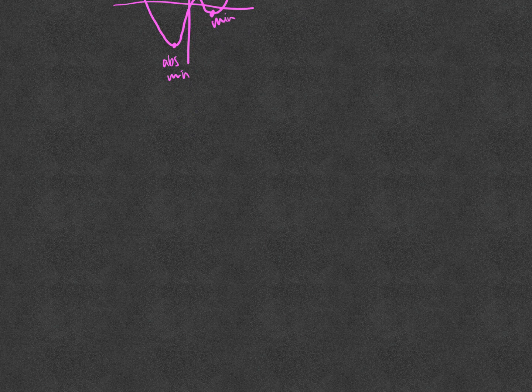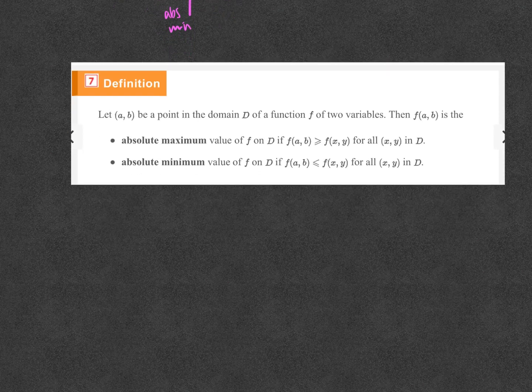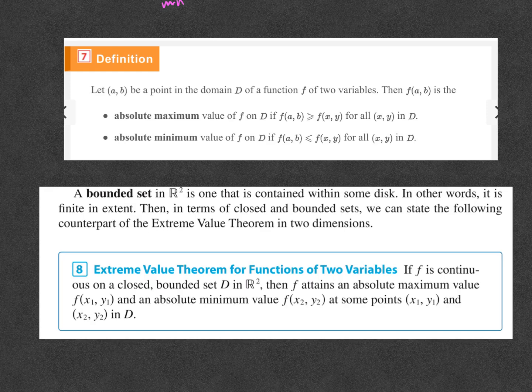So let's look at this definition. This didn't work in the PDF I have access to, so this is actually from your e-text on WebAssign. So it says if (a, b) is a point in the domain of two variables, then f(a, b) is the absolute max if it's higher than all the other z values for your function f(x, y) in the domain. And it's an absolute min if it's lower than all of your values in the domain. And we've got that, but let's talk about what bounded means real quick. A bounded set in R2 is one that's contained in some disk. In other words, it's finite in extent.